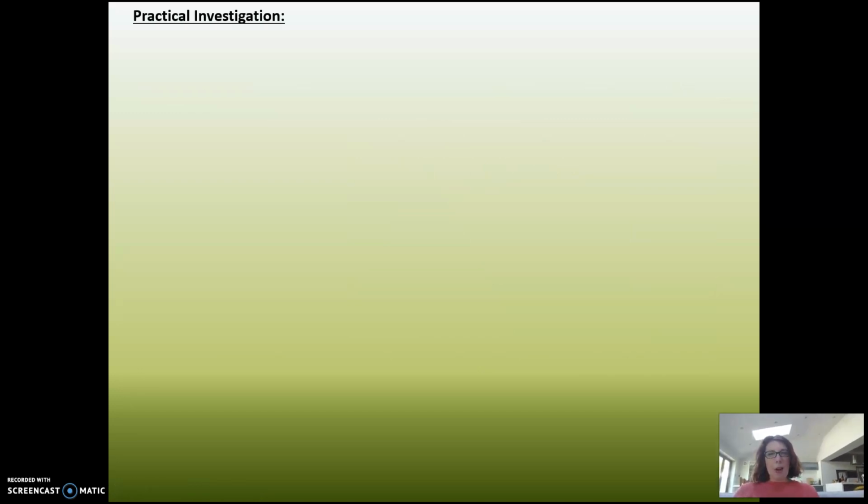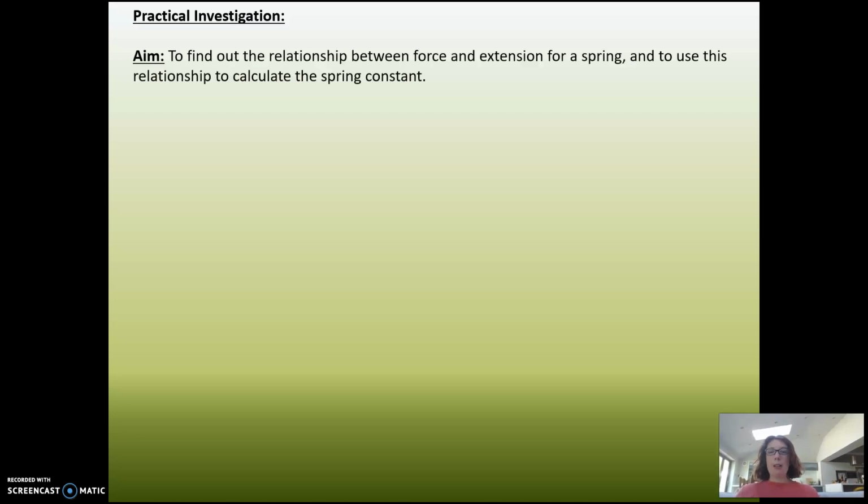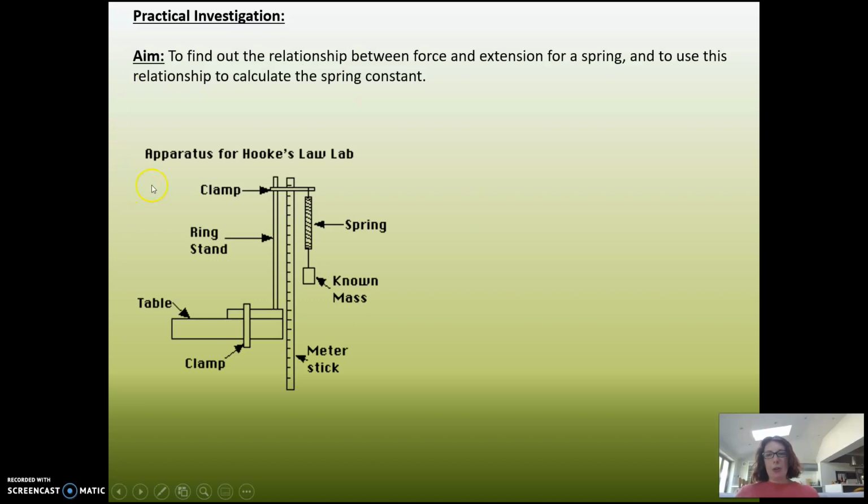Now, this sort of topic comes with a practical investigation, which you obviously can't carry out right now, but if you click on the computer emoji, it'll take you to a video of the practical. But the aim of the practical would be to find out the relationship between force and extension for a spring and use it to calculate the spring constant. So this is the apparatus that you would use, and we will do this when you come back.